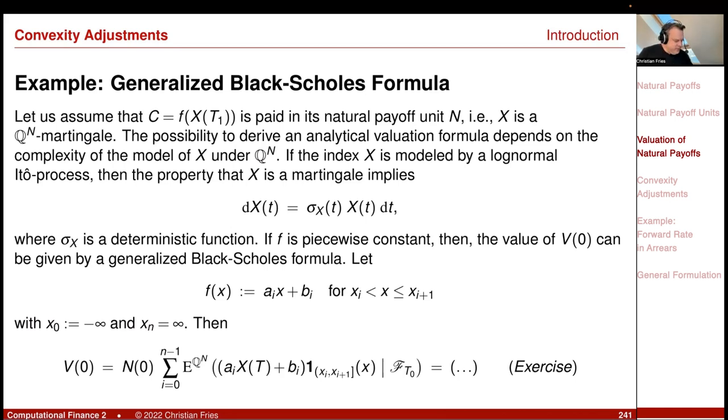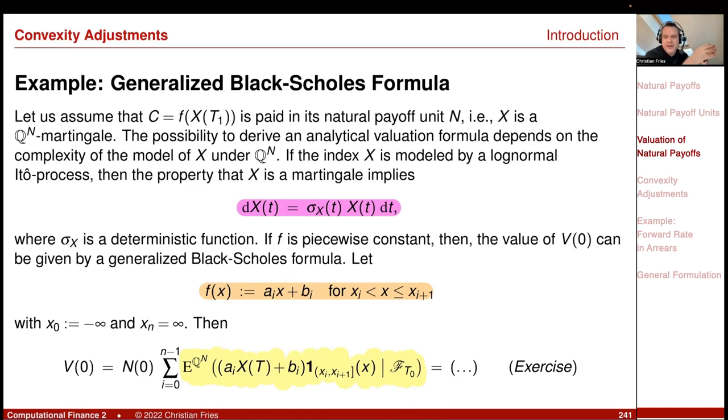For example, you assume that your process is log normal, and you just have a general piecewise linear function. Then you need to calculate the expectation of this piecewise linear function of a log normal random variable. So you just cut the integral into the parts where the function is linear, lower bound, upper bound, and proceed as in the derivation of the Black-Scholes formula.